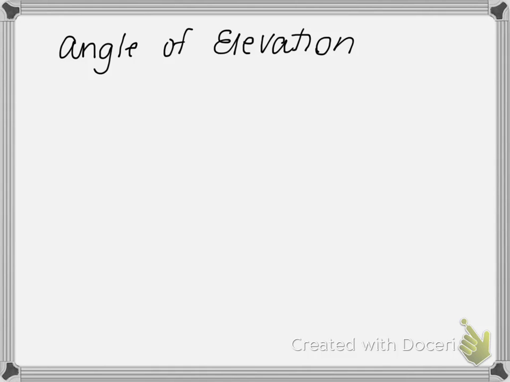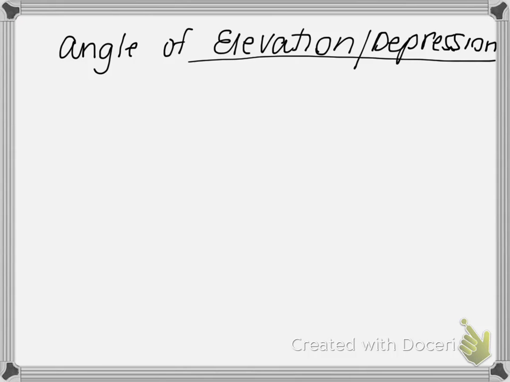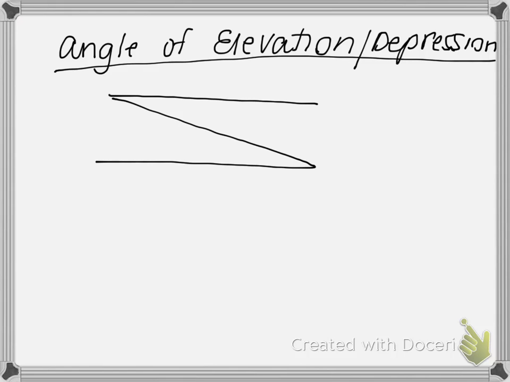Alright, so we've talked about right angle trig using triangles that we already know. So let's talk about angle of elevation and depression. So we have angle of elevation first. Okay, and then we're also going to talk about angle of depression. So when we have our two different angles, we have kind of a Z shape here. And so this is going to be angle of depression.